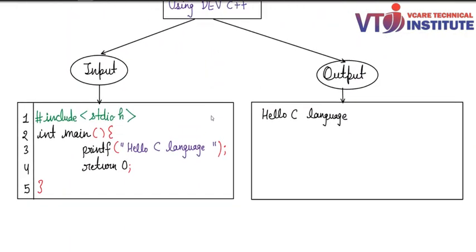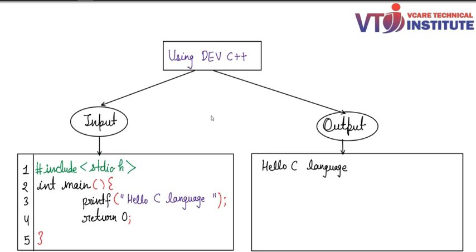So in the first program, using Dev C++, which is a compiler, we put in the input, with the syntax I have told you earlier, and the output comes out as hello C language. So this is how code is written in C. This is how a compiler runs the program and shows the output.